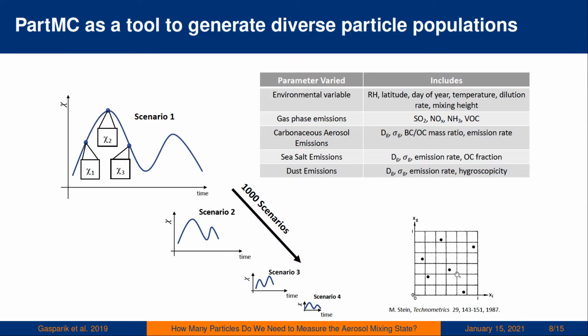So how are we going to use PartMC to generate these diverse populations? We took a bunch of variables that we considered important in terms of environmental variables, emission variables, and whether or not we want sea salt or dust. And we constructed 1,000 scenarios using Latin hypercube sampling to probe this parameter space of 15 different varying variables. As a result, we have 1,000 scenarios where these particles are all hopefully very different. So we're representing mixing states that are very externally mixed, very internally mixed, and so on, hopefully with some in the intermediate ranges.